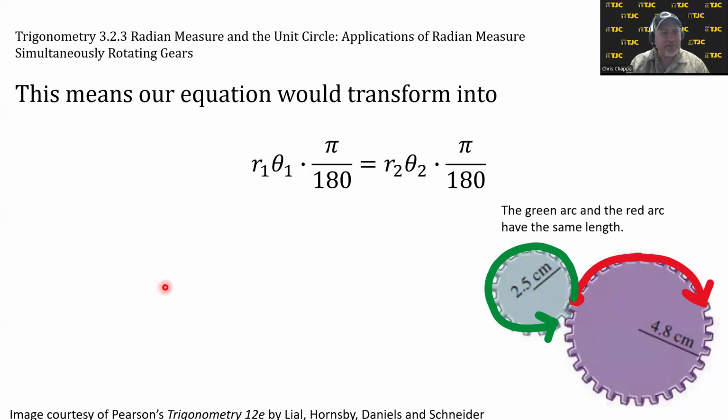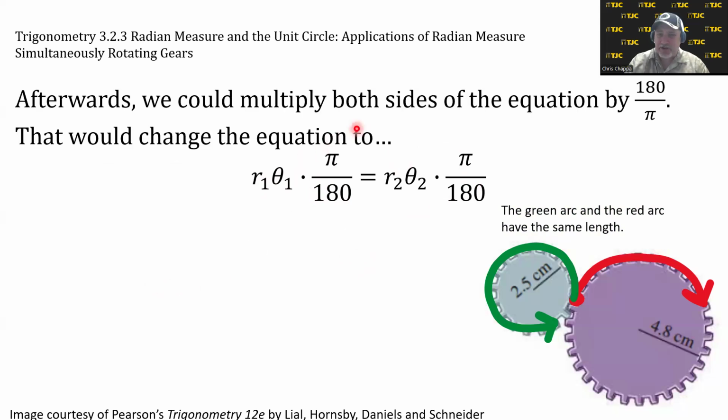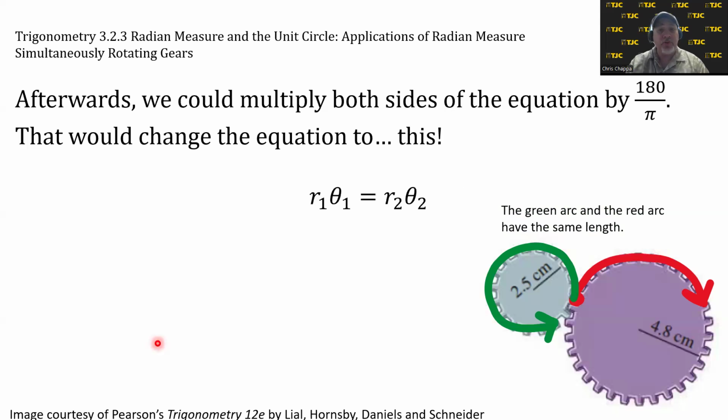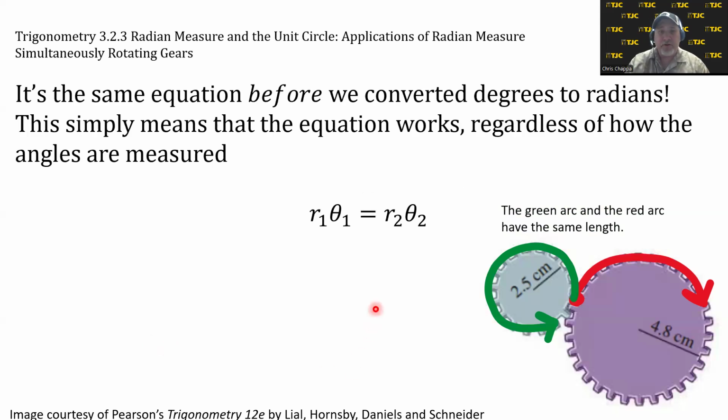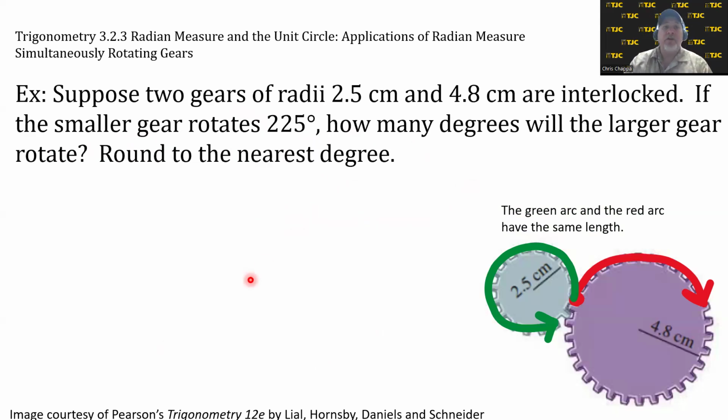Afterwards, we could multiply both sides of the equation by 180 over pi. That would cancel the pi over 180s on both sides and change the equation to this, which is the exact same equation before we converted degrees to radians. This simply means that the equation works regardless of how the angles are measured. So unlike arc length, if we're comparing angles of rotation for gears with this equation, we don't have to convert to radians. For example, and here's the example for the picture.